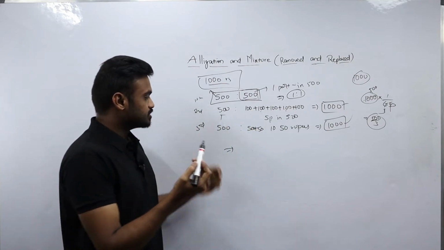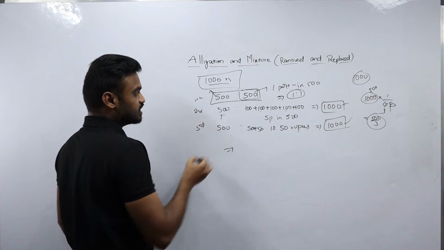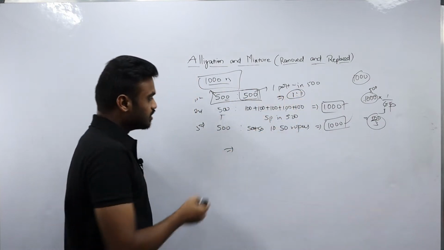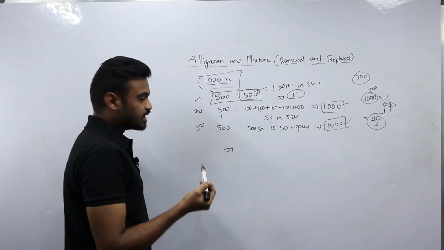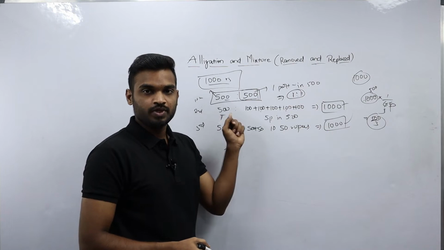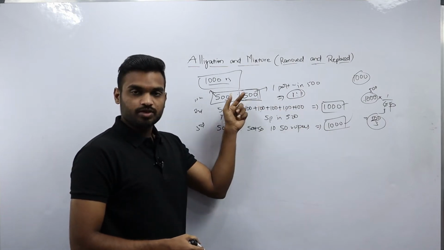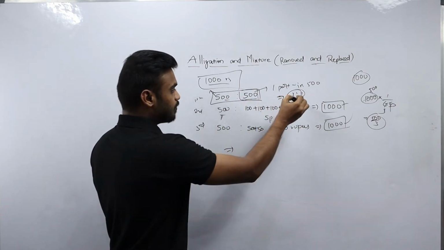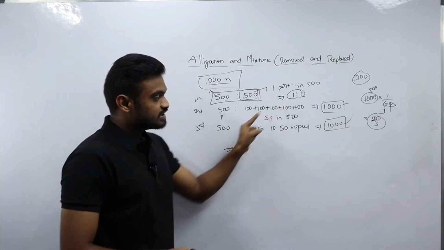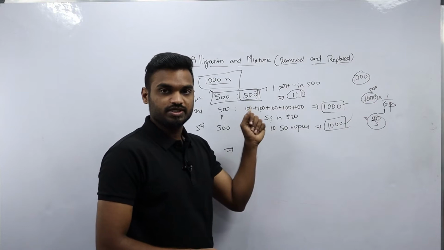Okay, see here, observe this carefully. In the first case, 500 is to 500, so the ratio is 1 is to 1, right? Now in the second case, how many parts are there totally? 1 plus 5. There are totally 6 parts in the same 1000 rupees. In the first case, in the 1000 rupees, there are only 2 parts, that is, one part is 500 and another part is 500. Now in the second case, there are totally 6 parts in the same 1000 rupees.